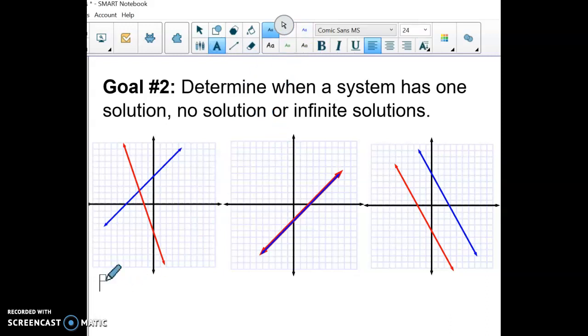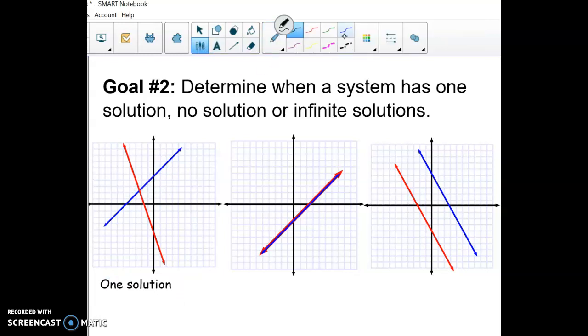All right, so the first one, this is the one solution case. If I could spell it right. And they just meet at a single point. So that's the case we've been doing so far, they have one xy pair that works for both equations. It's just where they meet.